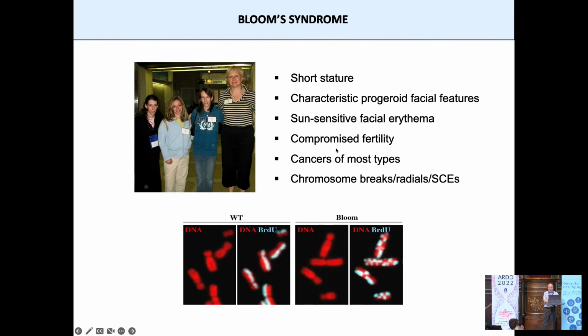And the reason why this disorder has been studied so extensively is that it's been associated with cancers of all types. As far as I'm aware, it's the only cancer predisposition syndrome that's known where every type of cancer is seen that you get in the normal population. It's just seen very early in life. And the chromosomes from these individuals are highly unstable.